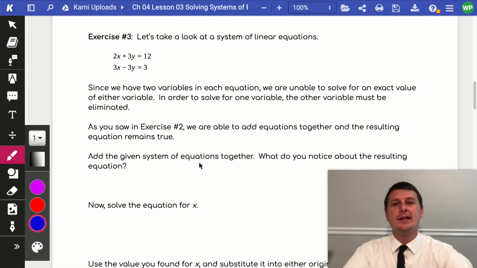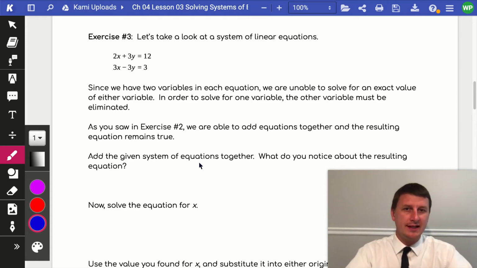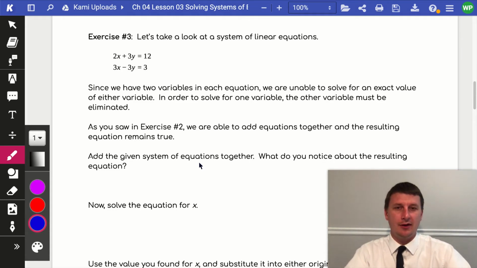Algebra 1. And in this video we're going to look at a system of linear equations and attempt to solve it by elimination, our third and final method. Since we have two variables in each equation, because we have x's and we have y's, we're unable to solve for an exact value of either variable. So in order to solve for one variable, the other variable must be eliminated. If you have two constantly changing values, we can't solve for an exact value of one, it's saying. So in order to solve for one, we have to eliminate the other.